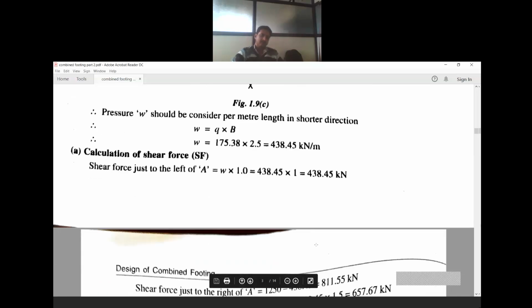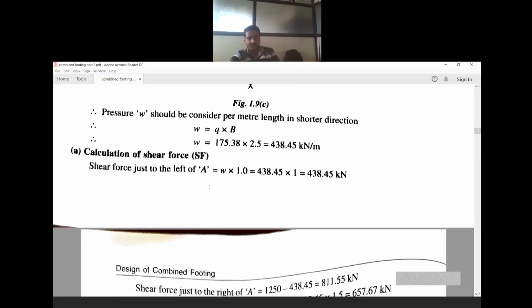Now we have to calculate the shear force. We have to draw a shear force diagram and a bending moment diagram. To draw the shear force diagram, we have to calculate the shear force. Similar to the first problem, we can calculate the shear force and bending moment here.